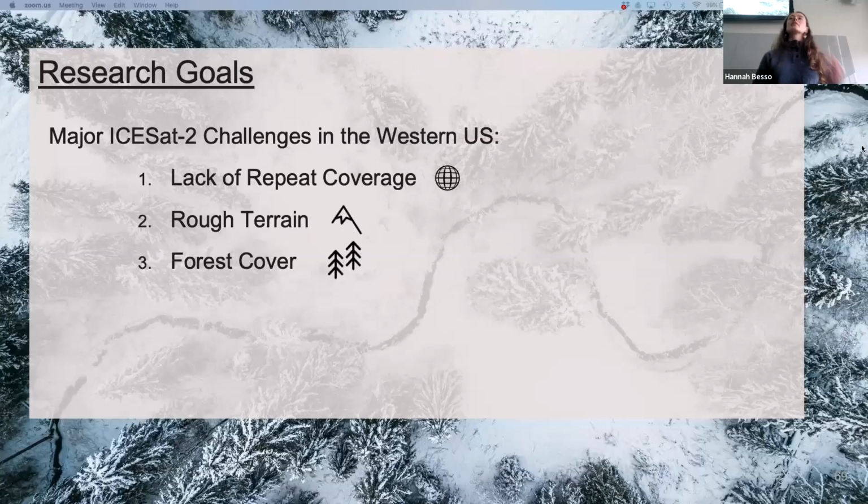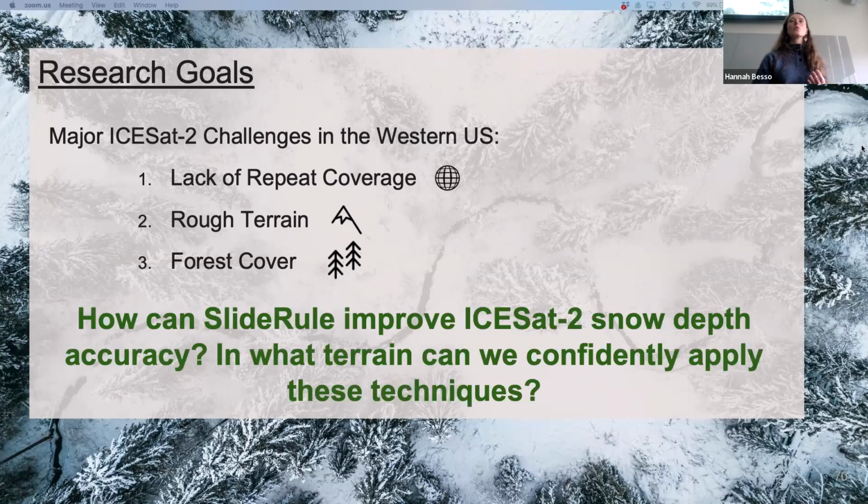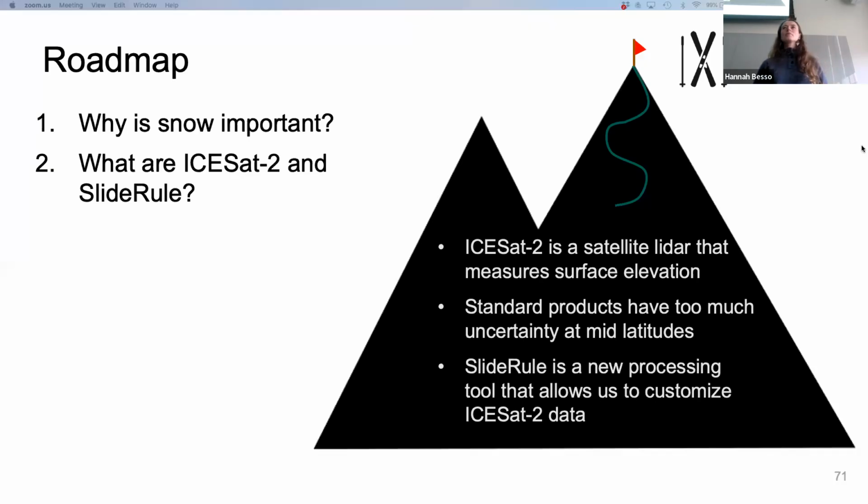So our goals are to address these challenges with using ICESat-2 in the Western US: the lack of coverage, lack of repeat coverage, the rough terrain, and forest cover. We ask, how can SlideRule improve ICESat-2 snow depth accuracy, and in what terrain can we confidently apply these techniques? We'll do a quick recap again and move on to our next question.